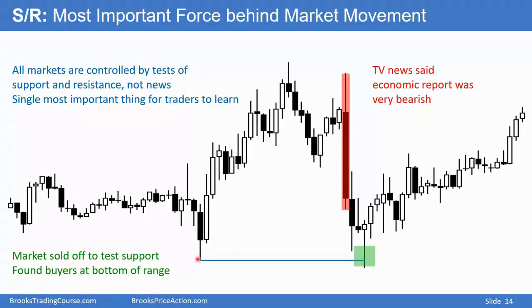It sold off to an area of a prior low. They bought here, they bought here. We're down to that level again. They bought here and they bought again here. They found buyers at the bottom of the range. What happened to the news? If this was due to news, what happened here? It's not news. It's the market in search of a fair range of prices.